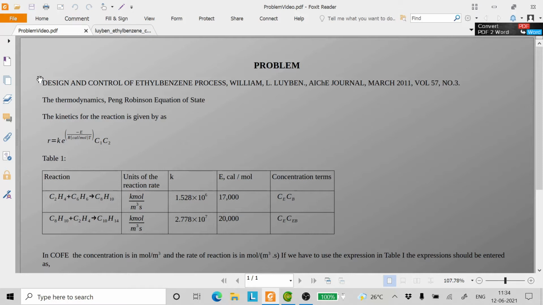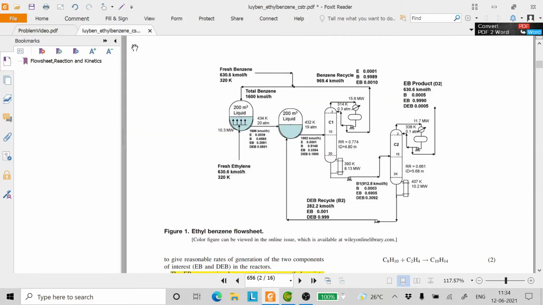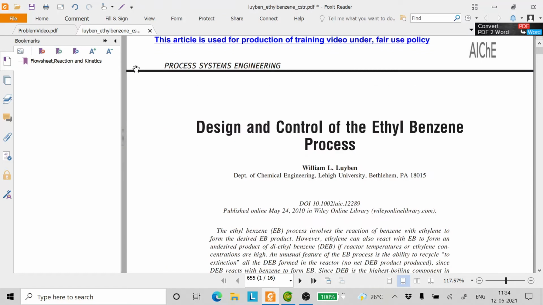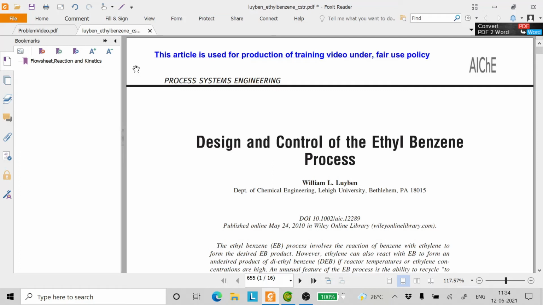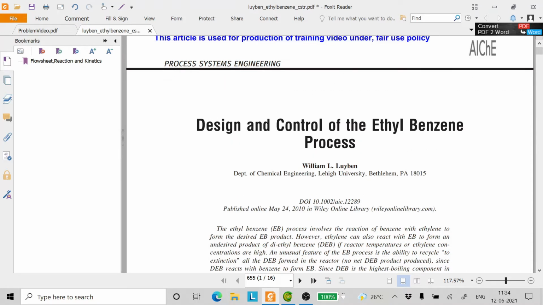The problem that has been taken is from Design and Control of Ethyl Benzene Process by William Luyben, AICHE Journal, March 2011, volume 57, number 3. Well, for your reference, here is the paper. I am using this paper under the fair use policy for producing a training video. The article is written by William L. Luyben.